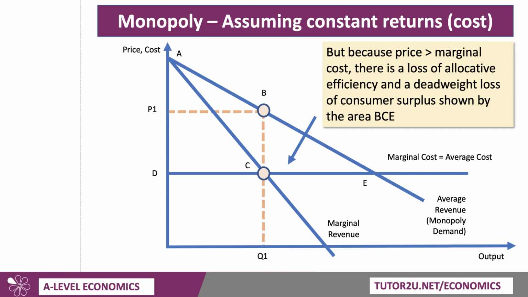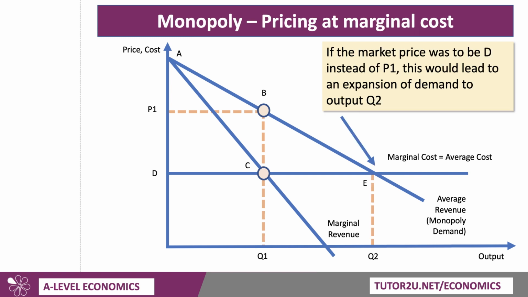If prices were lower, if prices were closer to cost, output would be higher than Q1 and we could bring more consumers into the market. And therefore, if the market price instead was to be price D instead of price P1, this would lead to an expansion of demand. You move down the demand curve to an output of Q2, the intersect of marginal cost, average cost, and average revenue. Of course, that's where normal profits are made. Normal profits get squeezed away, competed away, and you end up at output Q2.